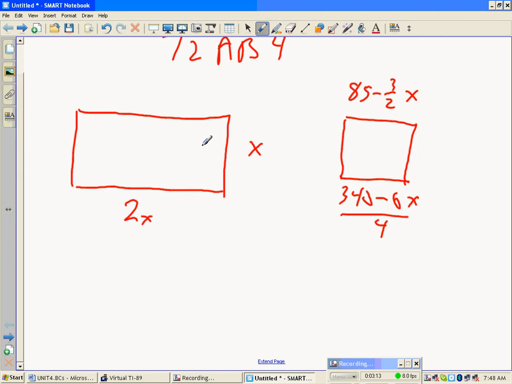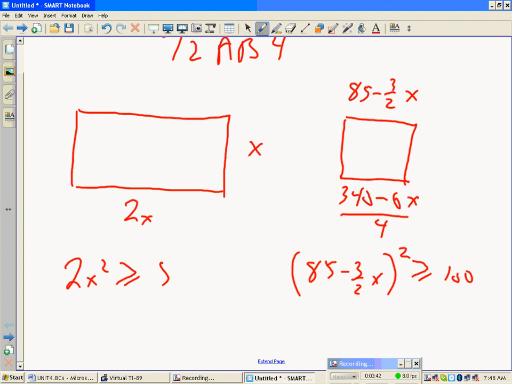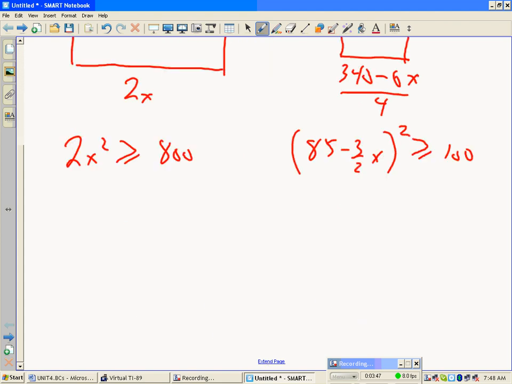Well, remember what they said. The square field has at least 100 square yards. Well, how do you get the area of the square field? Side squared. Okay, so 85 minus 3/2 x, squared, is at least 100. In other words, it's greater than or equal to 100. Okay? What about this one? It says that the rectangular field must hold at least 800 square yards. So what's the area of this thing? 2x squared is at least 800 square yards. So solve for x here, and you'll probably get a domain for x.